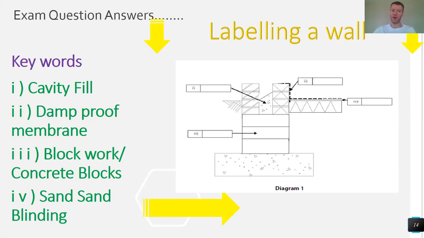Here we go. The first one in the middle is what we call a cavity fill. They fill that little gap there to fill it up. Damp-proof membrane on the right-hand side, that layer that goes all the way across and goes up. That will be on the inside of a wall, and we've talked in the past about the solid flooring and the purpose of a damp-proof membrane. We have blockwork or concrete, and we have sand and sand bindings, and often we have concrete at the base as well for the substructure.